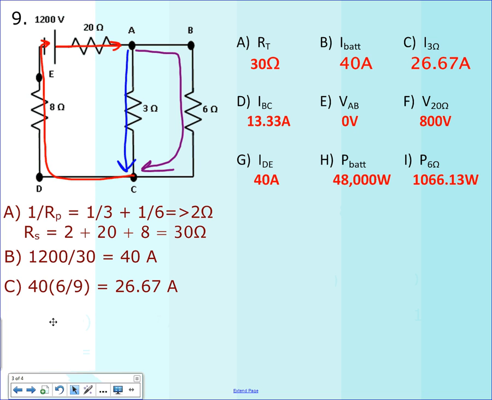So 40 amps goes from A to C, either down the blue or the purple path. So that's why I got the 40. It's the current that comes out of the battery. And because we want the current from A to C, you are going to take the resistance of the other pathway. So from A to B to C, that pathway has a total resistance of 6. And then the 2 pathways together have a total resistance of 9. So you've got your 6/9. So 6/9 or 2/3 of the 40 amps goes down that blue pathway and through the 3 ohm resistor.